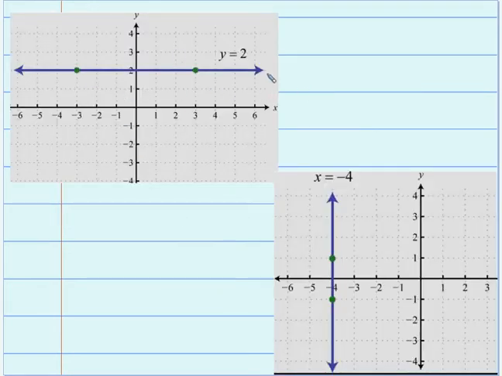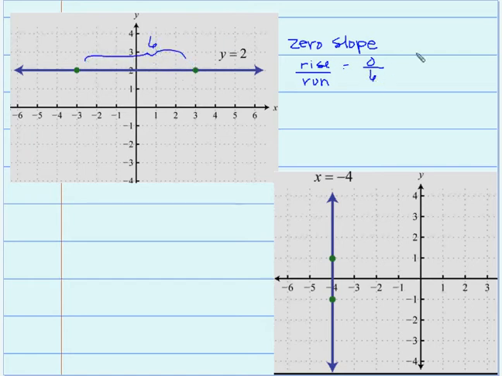Now, horizontal lines, remember, have 0 slope. If we want to know the rise, rise over run, how far up do we go from this point to this point? That's 0 over 1, 2, 3, 4, 5, 6, right? So the distance between the 2 points is 6. But if 0 is in the numerator, you get 0 for an answer. So that made 0 slope.